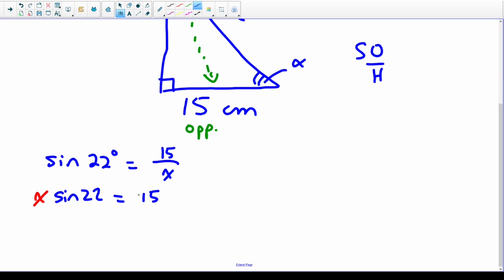And the only thing left on this side is the 15. So notice I did not move the 15. The 15 is not the problem. The x is the problem. So whenever x is on the bottom of a fraction, you move it over to the other side.